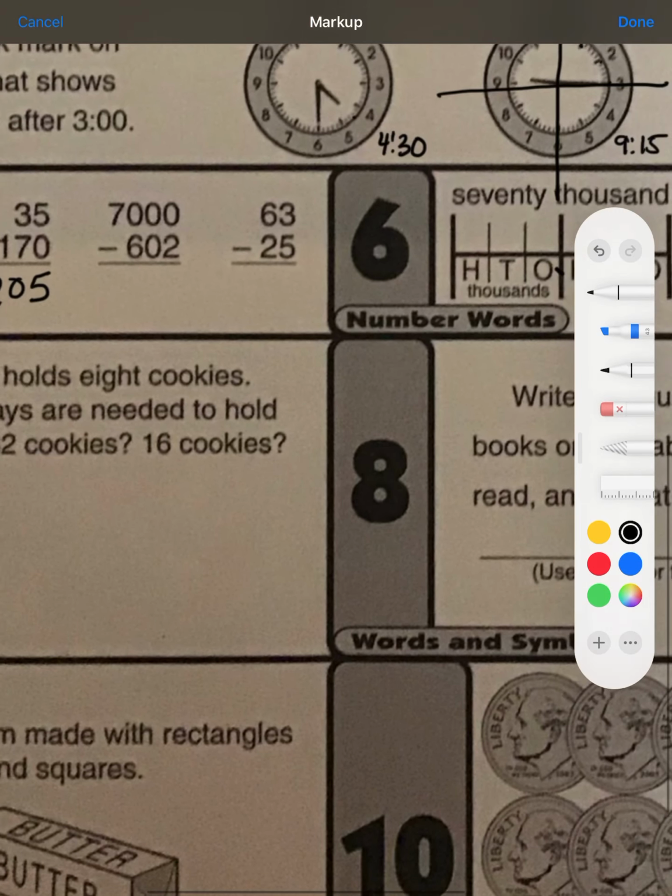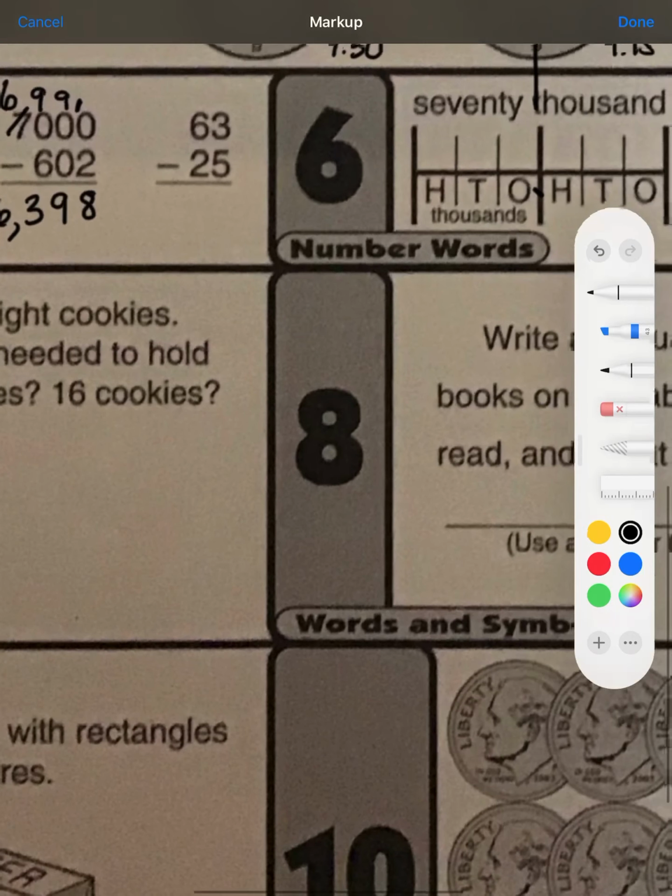Okay, subtraction. Remember, we cannot take 2 from 0, so we have to borrow all the way from the 1,000. So since we're borrowing 1,000, we're making this a 990, and then this 0 becomes 10. So 10 minus 2. So we have 6,398.